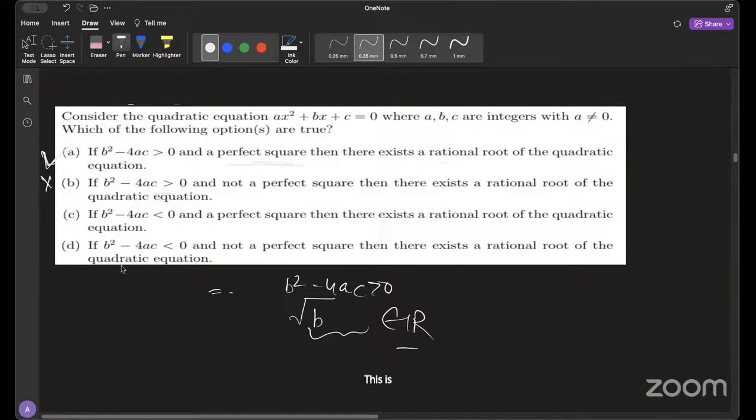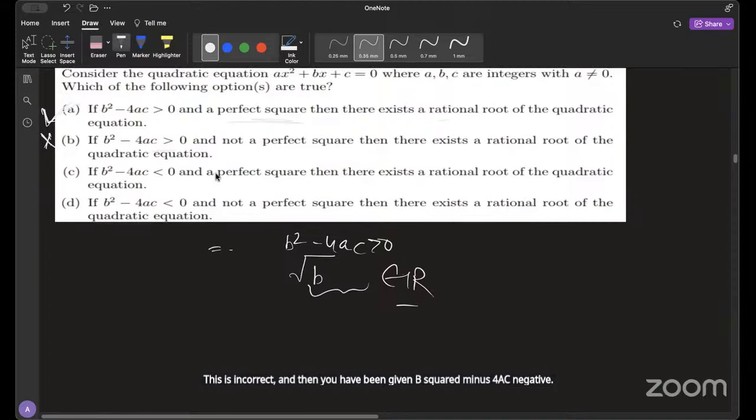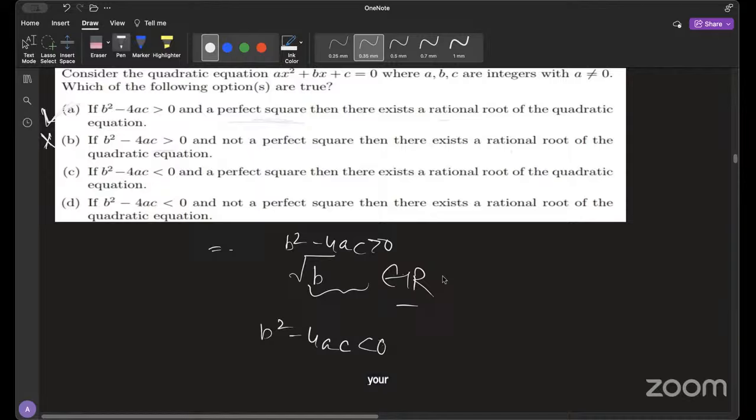This is incorrect, and then you have been given b square minus 4ac negative, and it doesn't matter if it's a perfect square or not, because if the discriminant is negative, then your roots are going to be complex. And then for an existing rational root, this is incorrect as well. And this one's also incorrect. They're not even real, let alone rational.